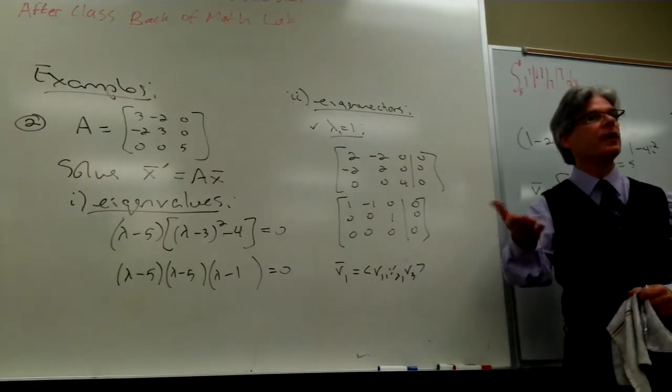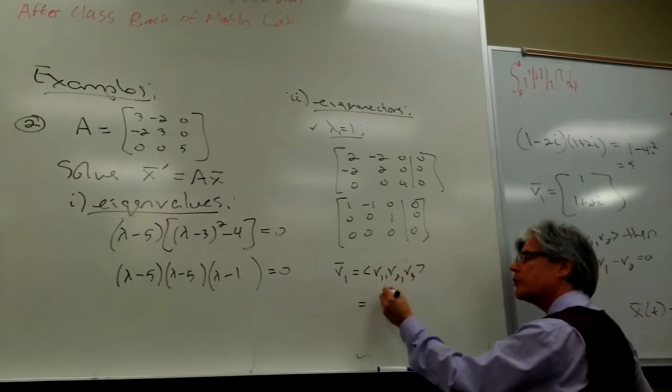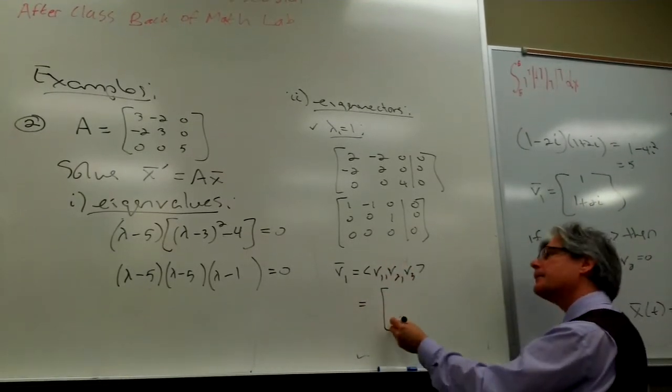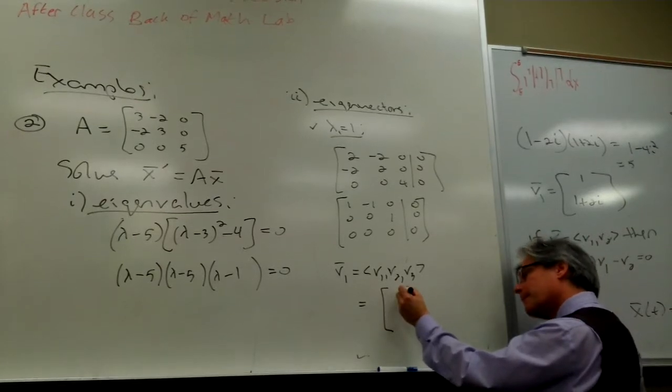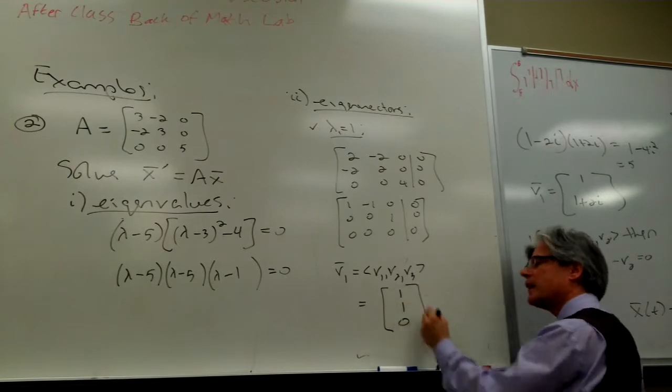So I think a corresponding eigenvector V1 bar could be interpreted as this column vector. How about 1, 1, 0? Very nice. I agree completely.